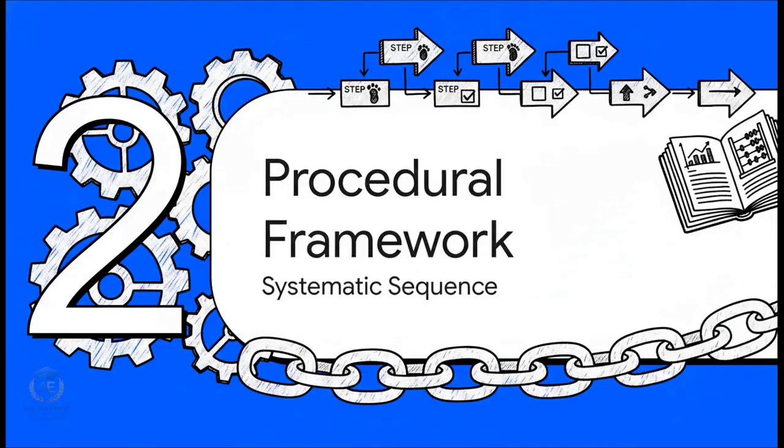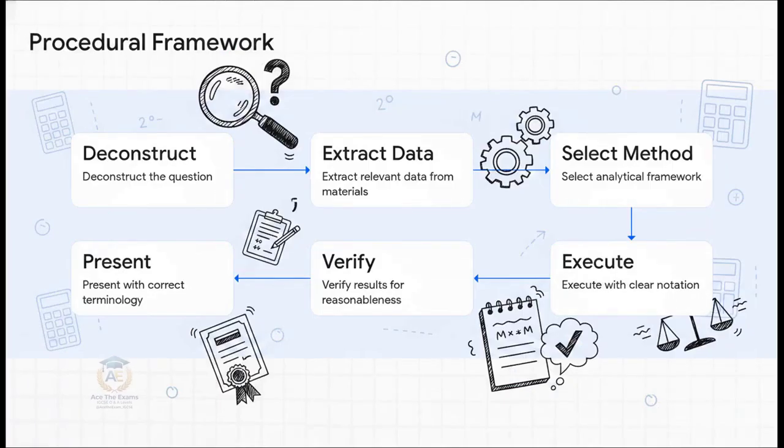Moving right along to Section 2, the procedural framework. This is the unbreakable, systematic sequence you need when you're staring down a massive, intimidating question. You need to internalize the standardized 6-step sequence to tackle complex problems. Step 1, deconstruct the question. Literally highlight the command word. Step 2, extract relevant data.